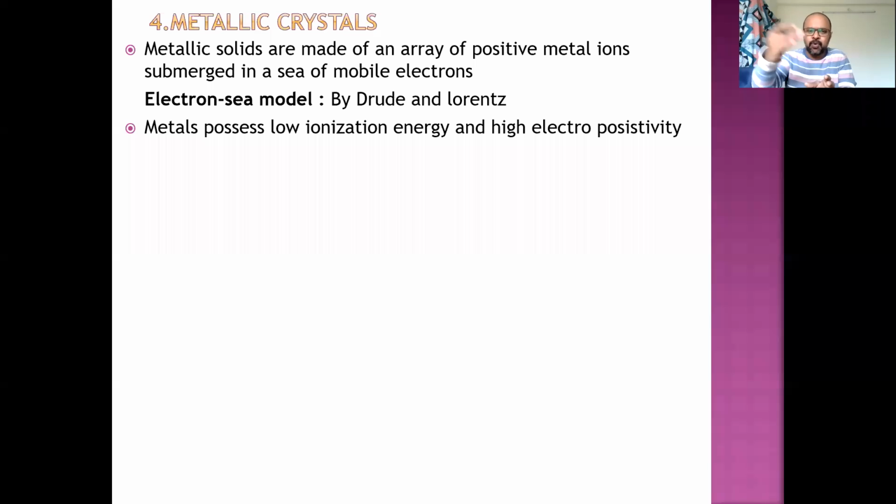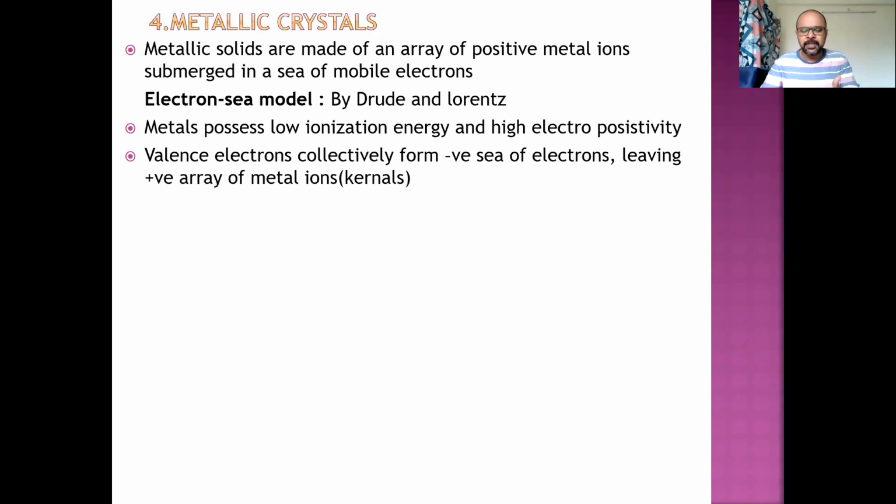Because metal atoms, after losing the valence electron, would become the positive part. That positive part will make an array of metal ions. All those electrons which are removed from the valence shells of different atoms will form a huge sea of electrons. That huge sea of electrons will submerge the array of positive ions, also called kernels of ions. And there exists a strong electrostatic force of attraction between the negative sea of electrons and the positive array of metal ions.